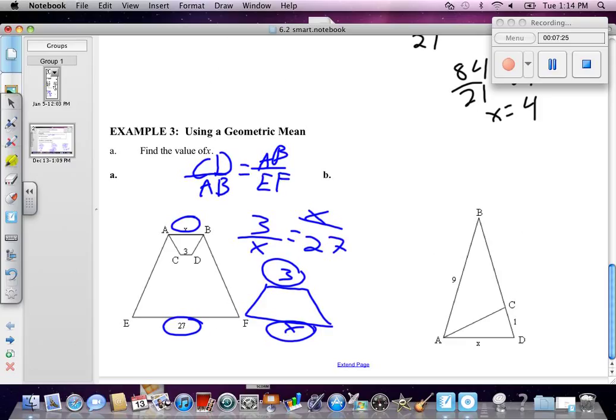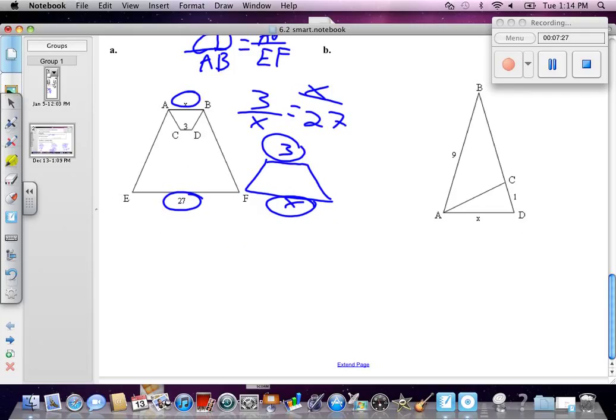Okay, so we cross multiply and I get x squared equals 81. So I get x equals plus or minus 9. Would it make sense to have the length of a side be negative 9? No, so we know it has to be 9.